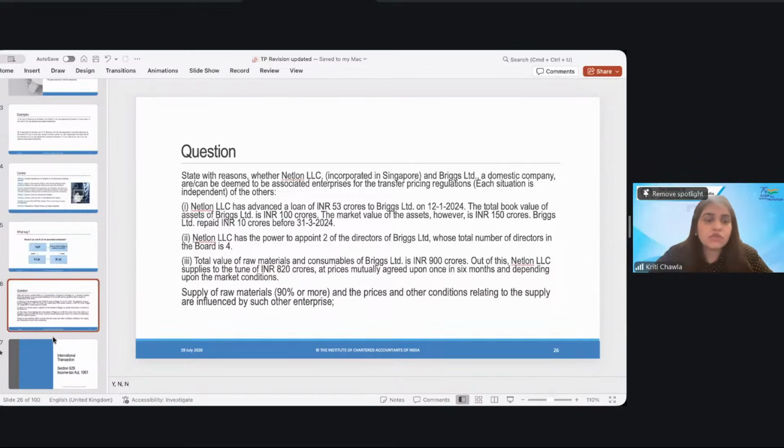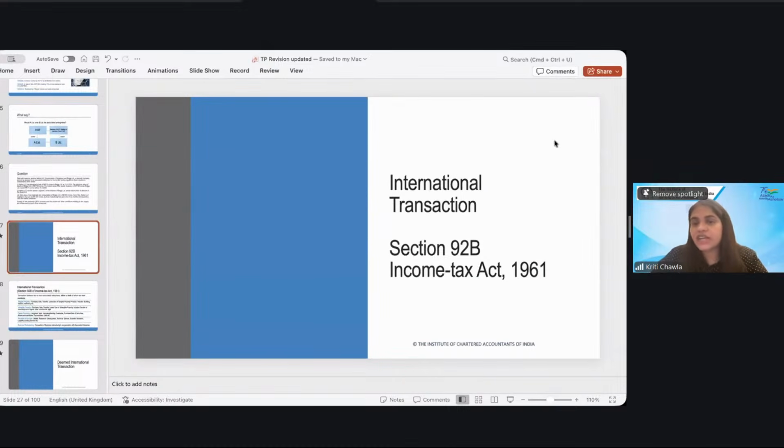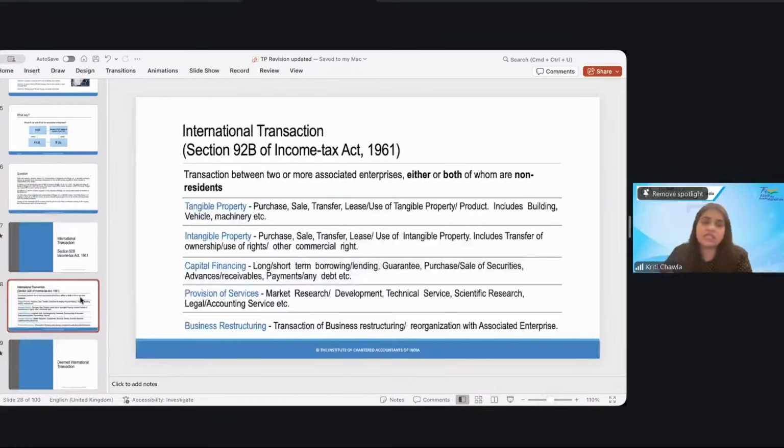Okay, so now we'll move on to the next topic that we have for today, which is international transactions. This is coming from Section 92B of the Income Tax Act 1961. And international transactions, this is what the law says. It says transactions between two or more associated enterprises, either or both of whom are non-residents.